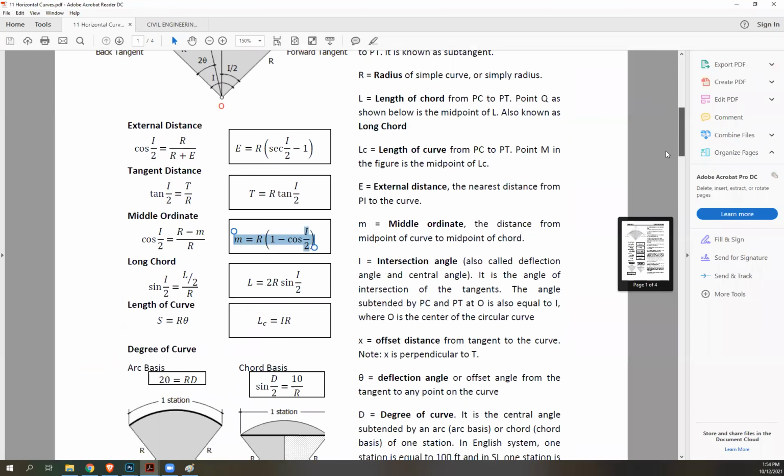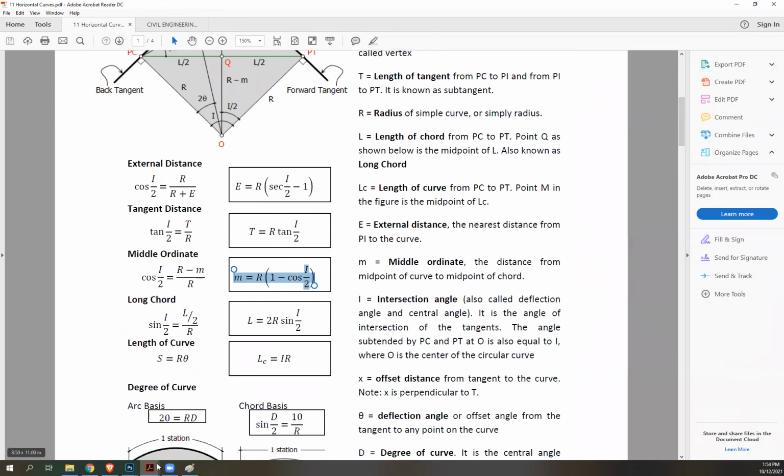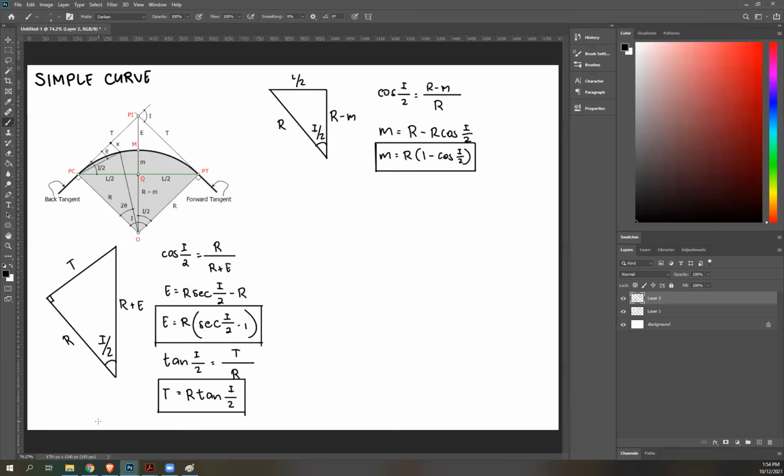And next, L. Okay, so using the same triangle, let's use sine. So sine of I over 2 equals opposite over hypotenuse. Opposite is L over 2. Hypotenuse is R. So L is just 2R sine I over 2. Okay?